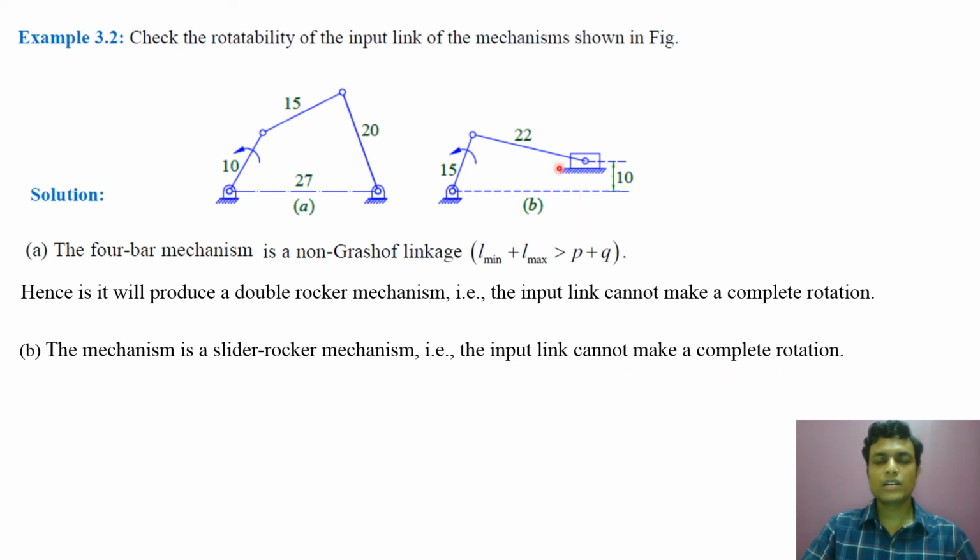So what was the condition for a slider crank mechanism? That length of crank plus offset should be less than length of connecting rod. Here it is greater than the connecting rod, because 15 plus 10 is 25, greater than 22. So we will get a slider rocker mechanism, that is, the input link cannot make a complete rotation. This is the explanation which I have told already.